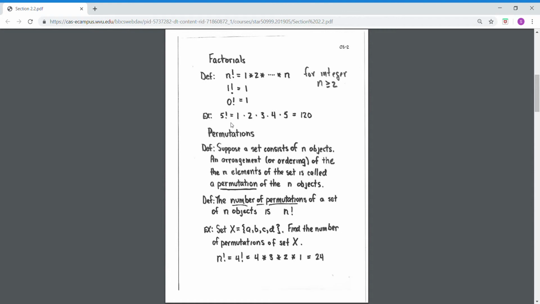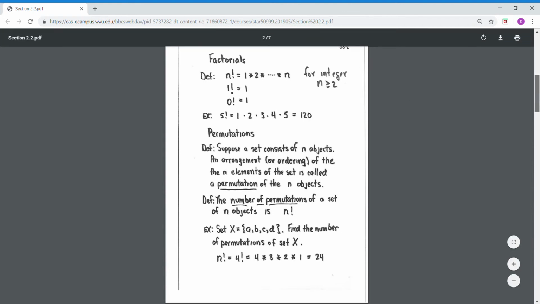An example of a factorial is 5 factorial, which would equal 1 times 2 times 3 times 4 times 5, which would equal 120. Factorials are used in permutations and combinations.